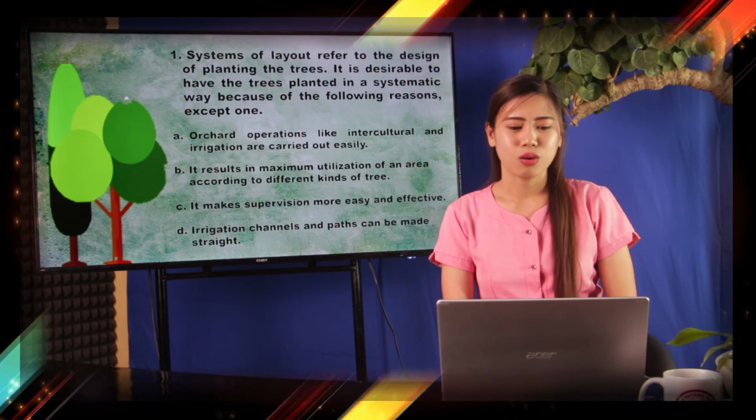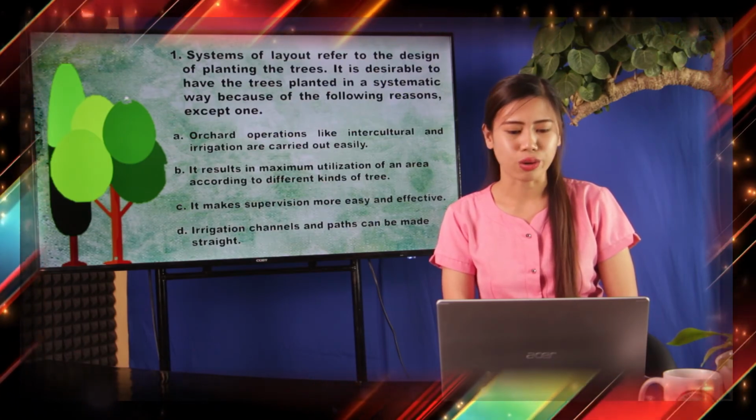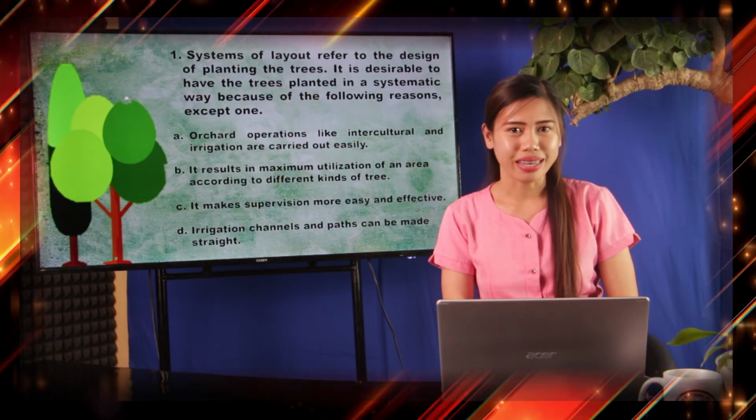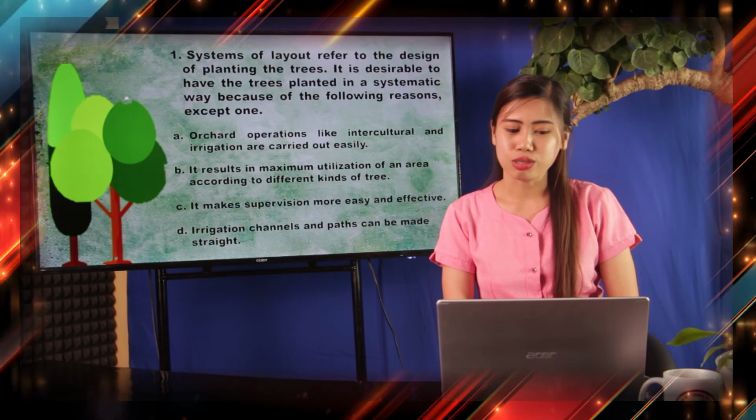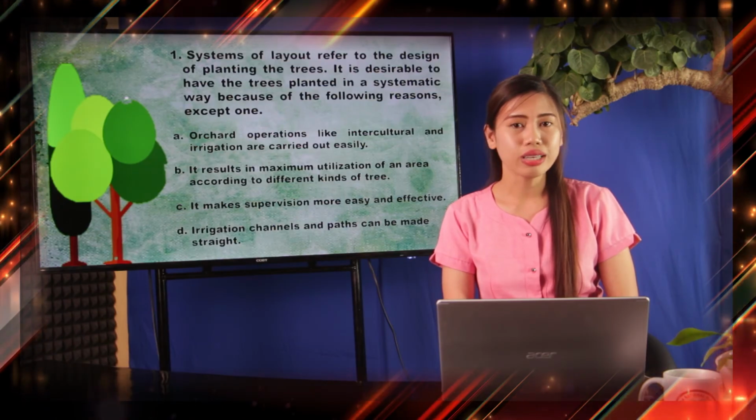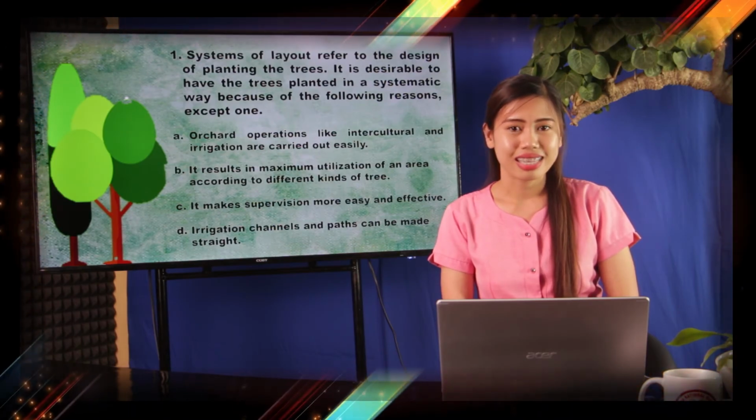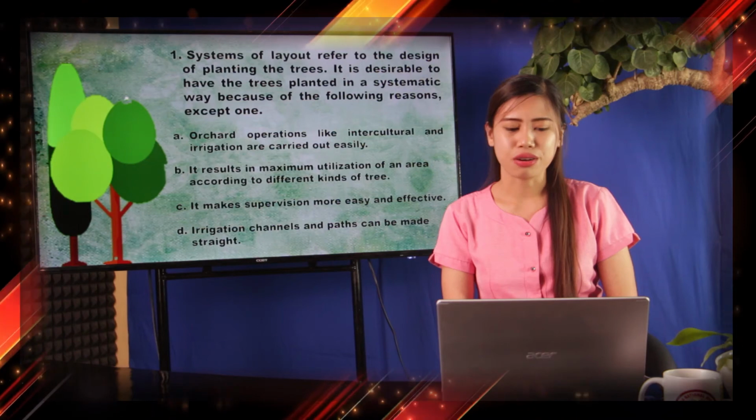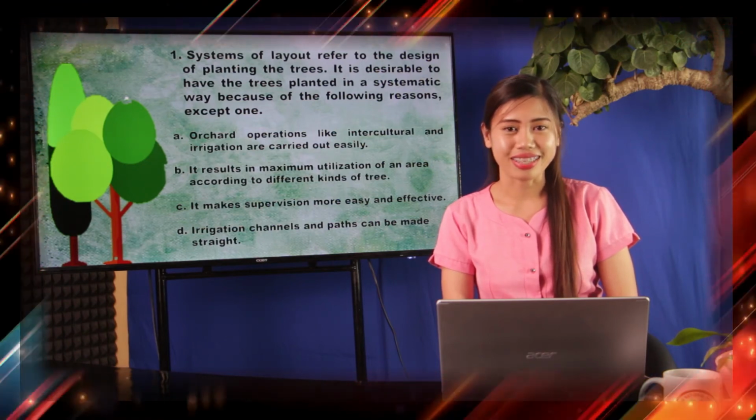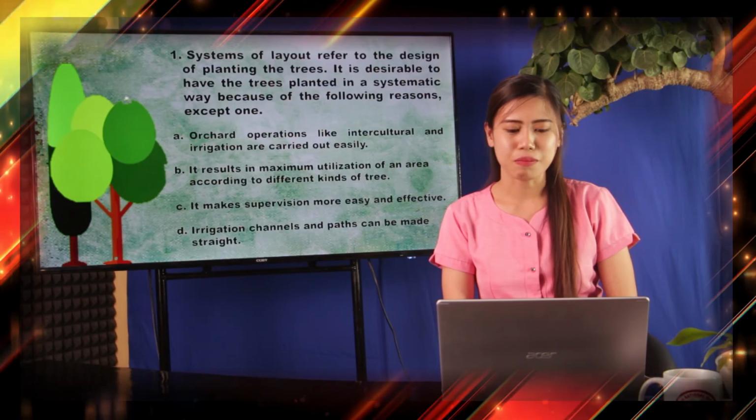A. Orchard operations like intercultural or irrigation are carried out easily. B. It results in maximum utilization of an area according to different kinds of tree. C. It makes supervision more easy and effective. Or letter D. Irrigation channels and paths can be made straight.